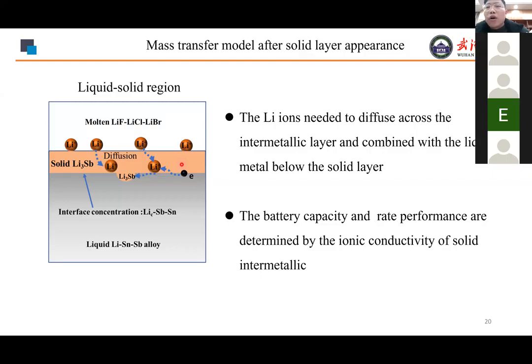It's worth pointing out that the lithium concentration at this interface will remain unchanged, because this interface is a coexistence of the solid phase and the liquid phase.